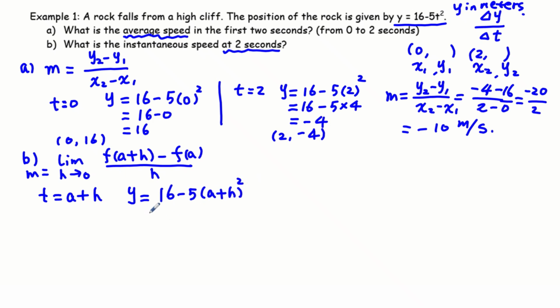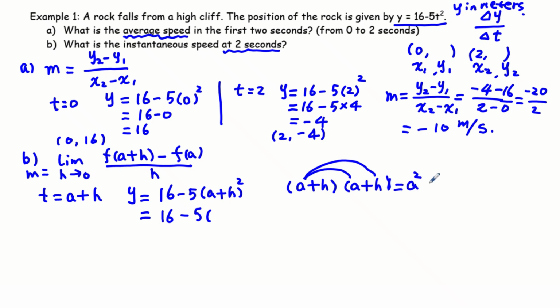Then we could do the expanding. This is a perfect square, so it will be a plus h times a plus h. We use a times a, first term in the first bracket times each term in the second bracket. We are going to have a squared plus ah. Then second term in the first bracket times each term in the second bracket. So h times a is the same as a times h. H times h gives us h squared. Then we collect the like terms.